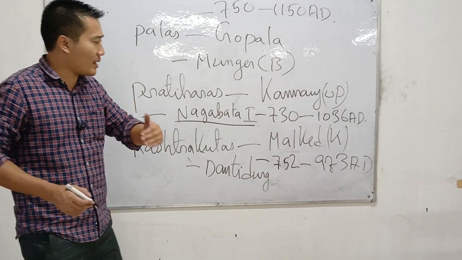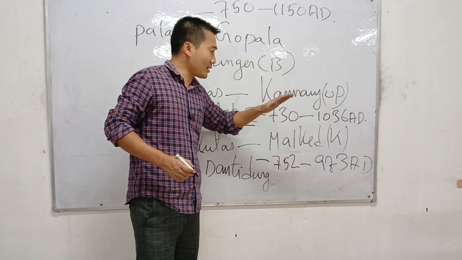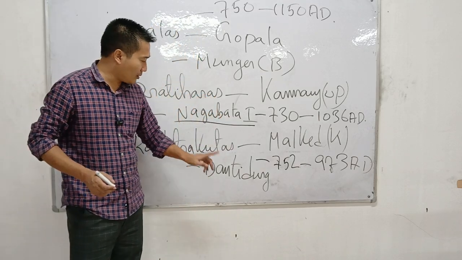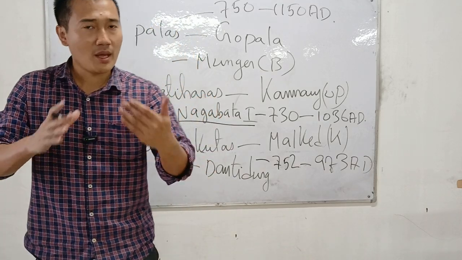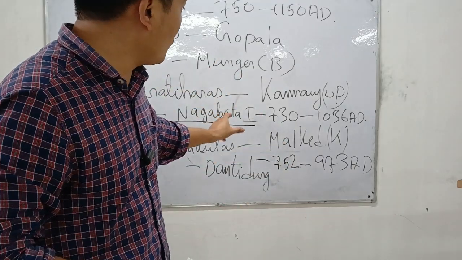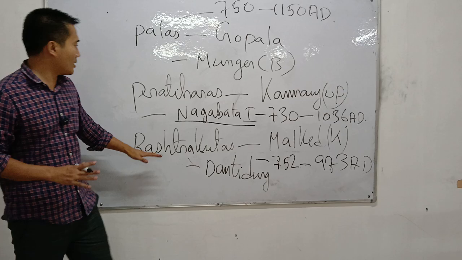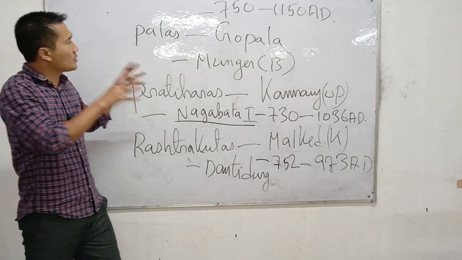Third is the Rashtrakutas. The Rashtrakutas have the capital city at Malkhed. Malkhed is in Karnataka. It was founded by Dantidurga. Dantidurga is the founder of this dynasty, and they ruled from 752 till 973 AD. So please remember the time period. This is all the basic information of these small dynasties.